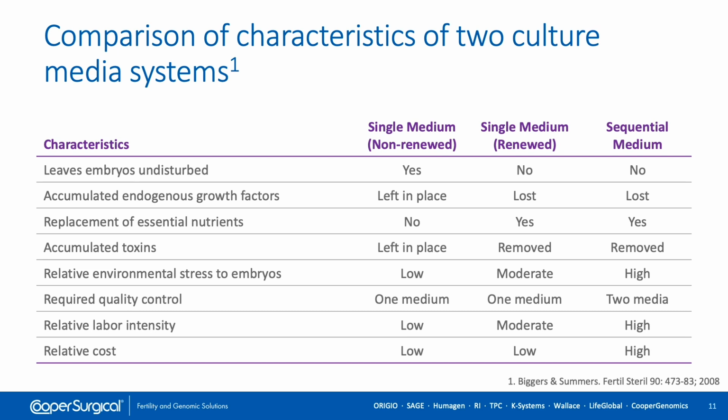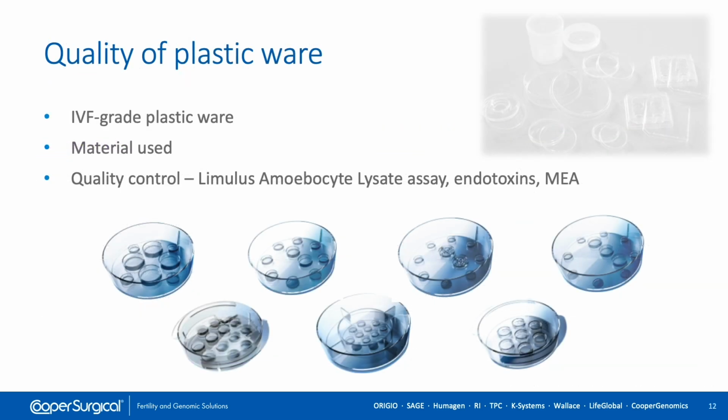Of course, we also have to consider what we culture our embryos in, and not all plasticware is the same. So we should, wherever possible, use IVF grade plasticware. We should consider the materials that these dishes are made from, with low VOC emitting plasticware, and that we ensure that the quality control of that dishware is of the highest quality. So we have LAL testing looking at endotoxins. We have a mouse embryo assay to ensure that when our embryos are cultured in the dishes, that they have the best chance of developing normally without any insults from the environment itself.